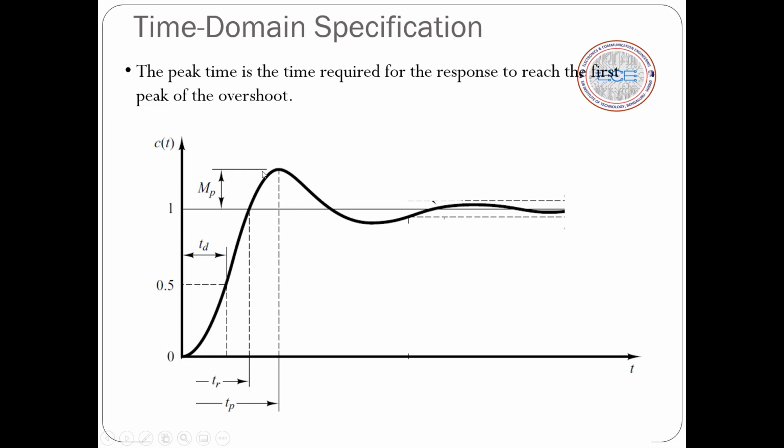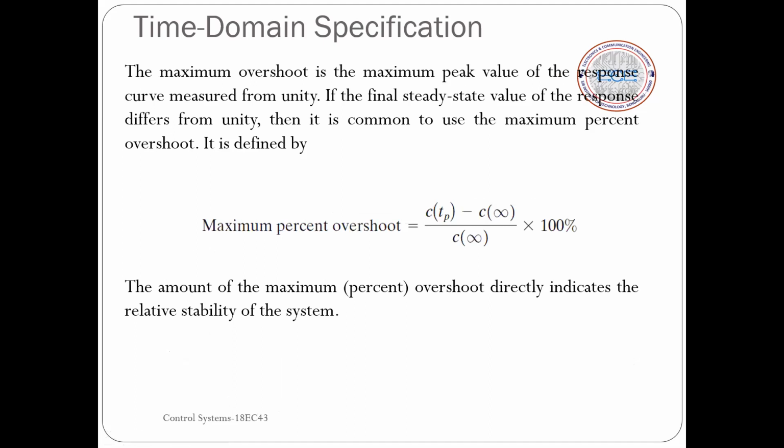Similarly, we define an overshoot MP. This is the height from the input level to the first peak. So usually we have MP, that is overshoot. What is overshoot? The maximum overshoot is the maximum peak value of the response curve measured from unity. If the final steady state value of the response differs from unity, then it is common to use the maximum percent overshoot. It is defined as follows: C of TP minus C of infinity, divided by C of infinity.